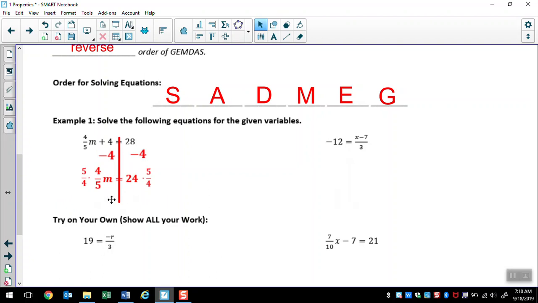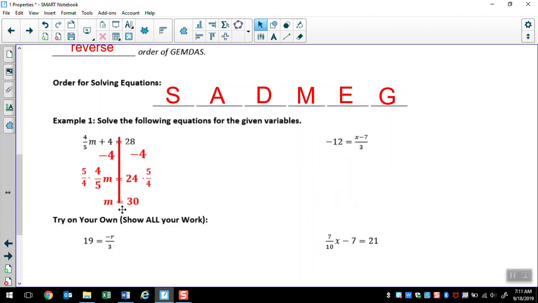And remember, if you're in Desmos, you can easily do that. You can do 24 times, and then you can put in your division symbol, and it'll give you the fraction spot. All right, so we do that. This fraction ends up canceling each other out, because remember, when we multiply reciprocals, it equals 1. So 1m is the same as just m. So we're left with m equals 30. 24 times 5/4 gives us 30.